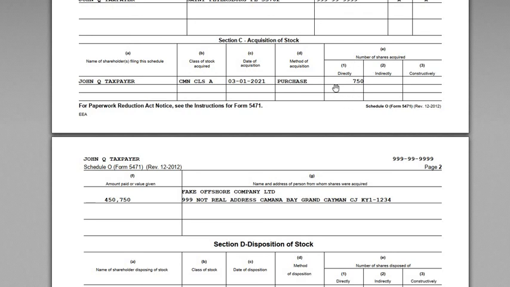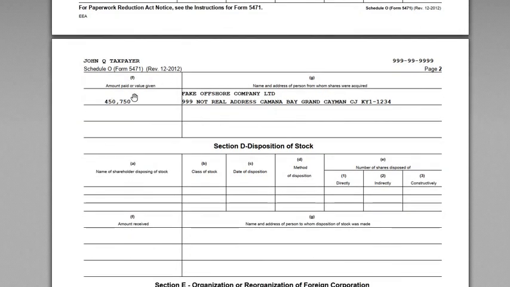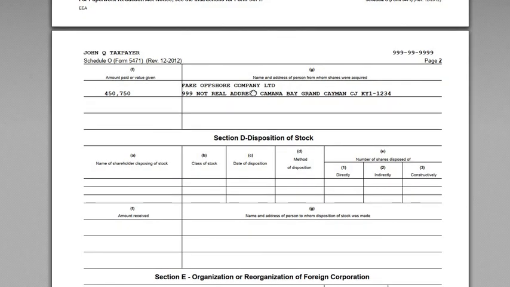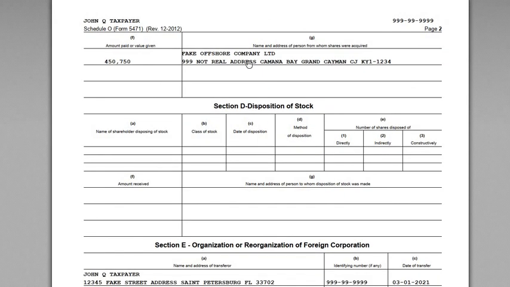And the amount of shares he received were 750 shares. Now, the second page here, the overflow, we have the amount paid and then the name or address of the person from whom he acquired the stock. In this case, because the stock was issued directly by the company, it's okay to just enter the company name here, right? That's sufficient.